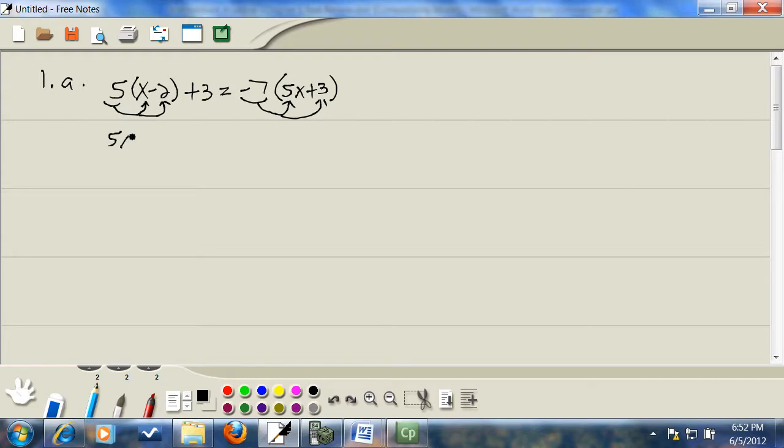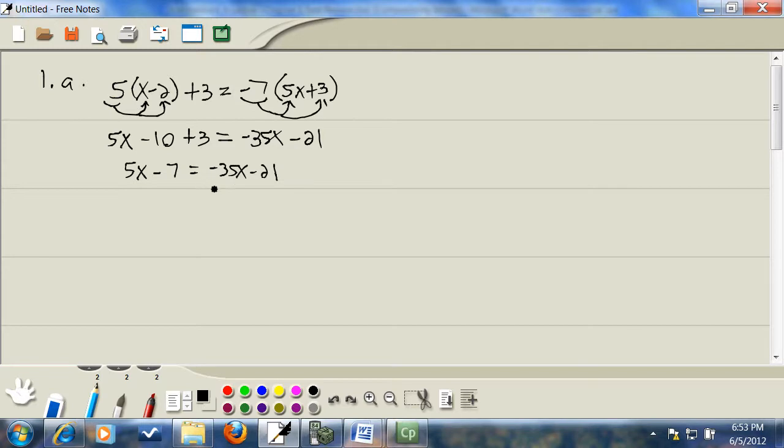Well, 5 times x is 5x. 5 times negative 2 gives us negative 10 plus 3 equals negative 7 times 5x is negative 35x. Negative 7 times 3 gives us negative 21. Now our note up at top said at any step combine together numbers. So here we got negative 10 plus 3. So we got 5x minus 7 equals negative 35x minus 21.